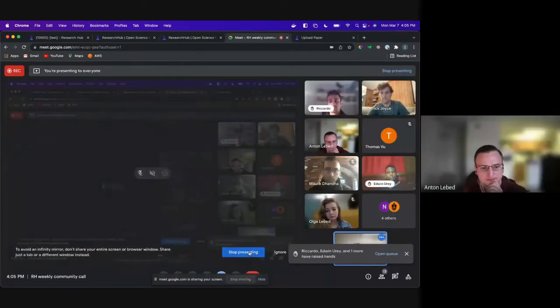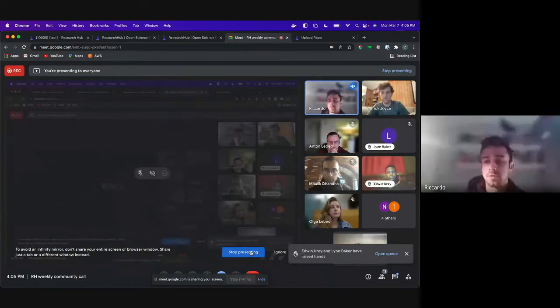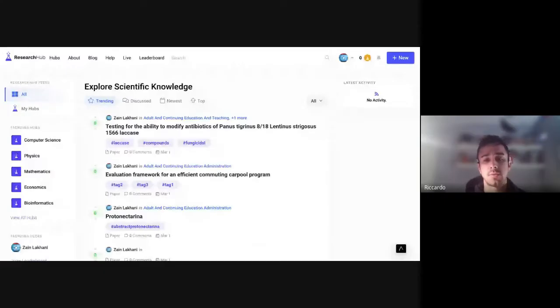Ricardo? Yeah, so first of all, thank you very much. This is really cool, and actually will be really helpful before we implement subhubs to find a way to basically discriminate some papers that are within the same hub.